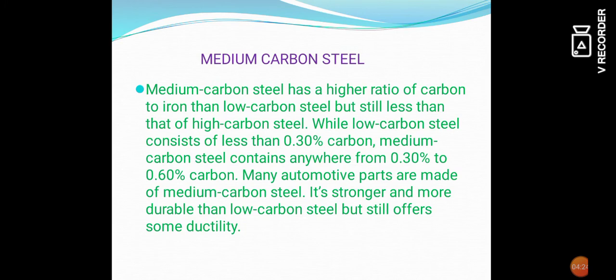Now let us see medium carbon steel. Medium carbon steel has a higher ratio of carbon to iron than low carbon steel, but still less than that of high carbon steel. While low carbon steel consists of less than 0.3% of carbon, medium carbon steel contains anywhere from 0.3% to 0.6% of carbon. Many automotive parts are made of medium carbon steel. It is stronger and more durable than low carbon steel but still offers some ductility.